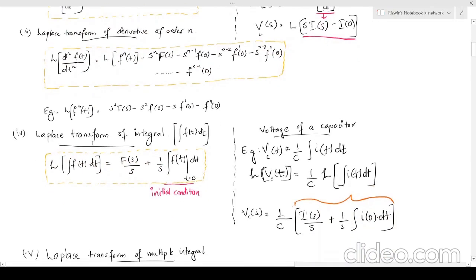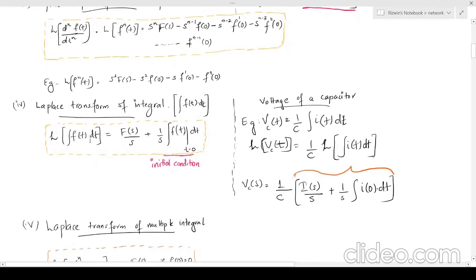Now as we already studied derivative, there will be an integral form also. If the integral form of a function is given by integral f of t dt, its Laplace transform is given by F of s by s plus 1 by s integral f of t dt at t equal to 0. So the initial condition over here is the second part of the equation.